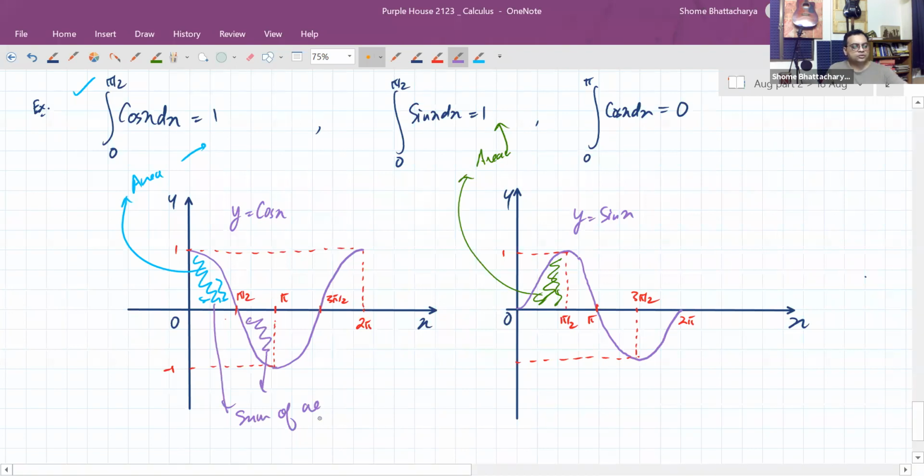And that's why it's coming out to be 0, because one area is on the positive side. So this area from 0 to pi by 2 is plus 1. But this area from pi by 2 to pi, you can see it's the same shape. It's like a mirror image of that, but it's below the x-axis. So the area is counted as minus 1. So that sum comes out to be 0. And that is the third part. That is why the area in the third part is 0.